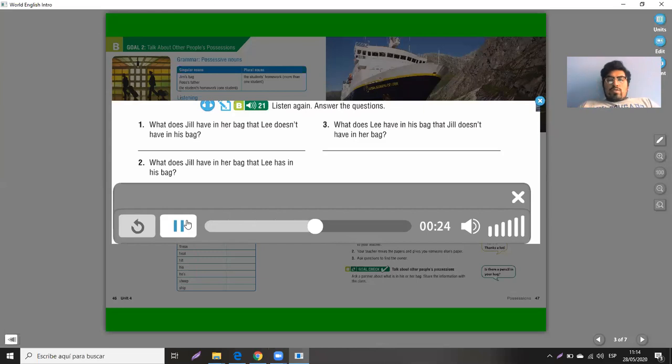Conversation 2. Excuse me, sir. Is that your bag? Yes, it is. What do you have in it, sir? My cell phone and my wallet. Is that all? Yes, that's all. Okay. Thank you.